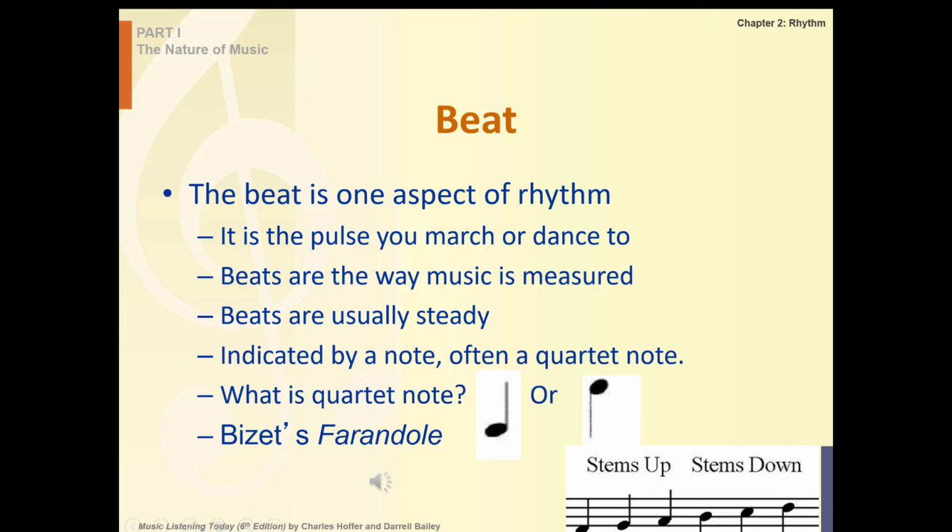So, if the note comes below the middle line, as you can see, the stem will come up. And if the note is located above the middle line, the 3rd line, then the stem will come down, solely for aesthetic reasons. If the note is on the middle line, then either way will work.